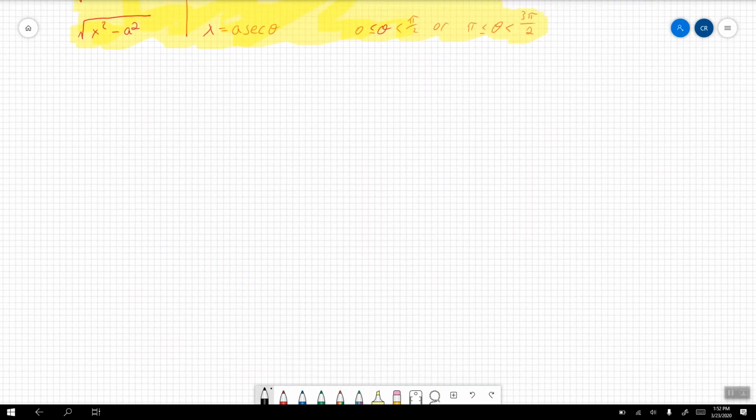All right, so here goes your first example. What we want to do is evaluate these integrals. And here goes part A. We want to evaluate the integral of x squared divided by the square root of 9 minus x squared, all dx.